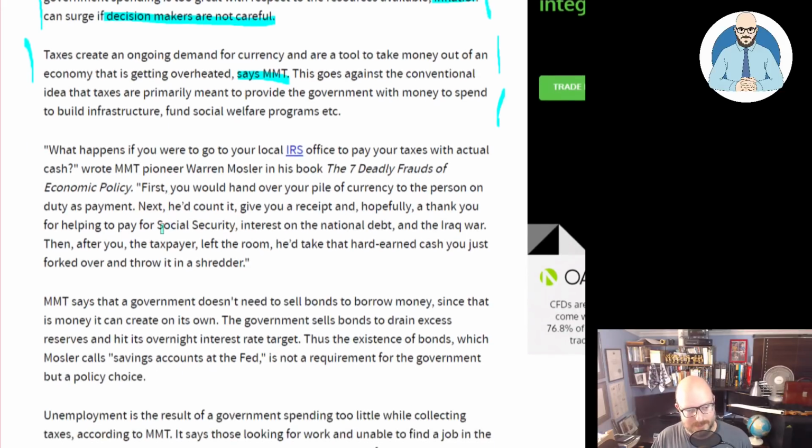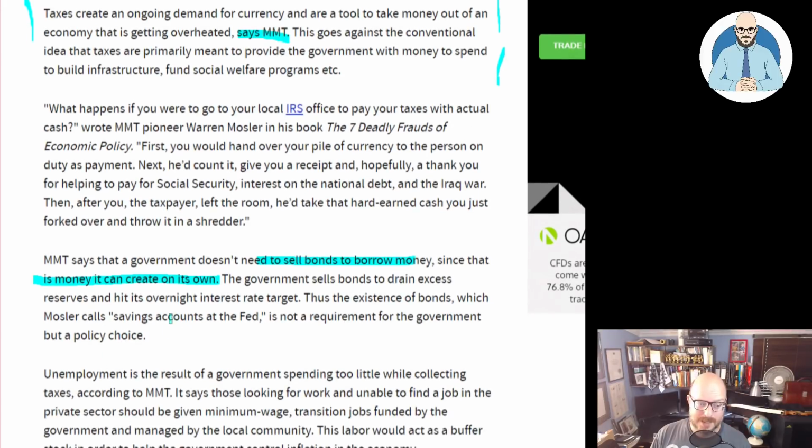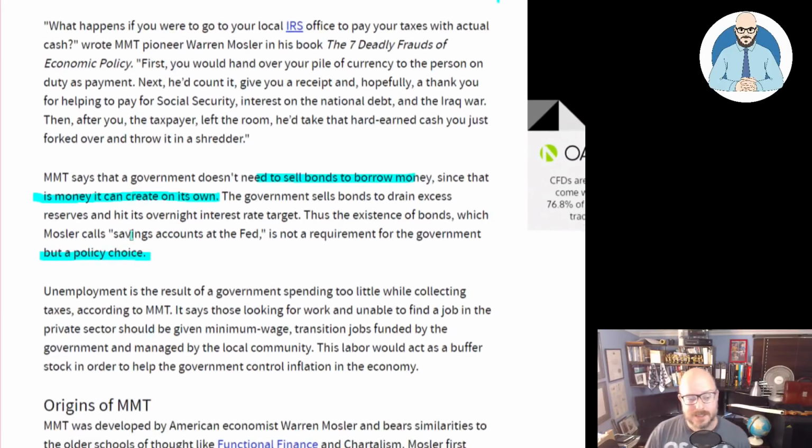in a shredder. MMT says that a government doesn't need to sell bonds to borrow. Since that is money it can create on its own, then why is our government selling bonds to borrow, guys? The government sells bonds to drain excess reserves and hit its overnight interest rate target. Thus, the existence of bonds, which Mulser calls savings accounts at the Fed, is not a requirement for the government, but a policy choice.